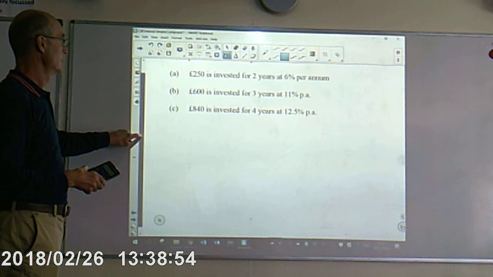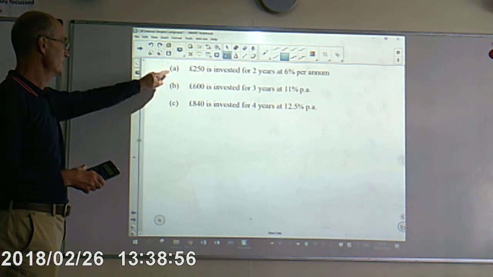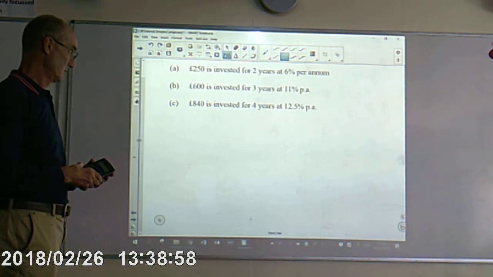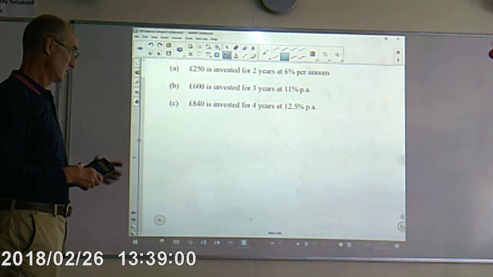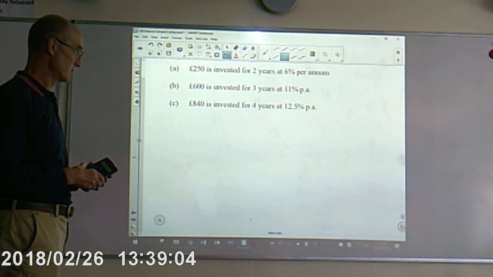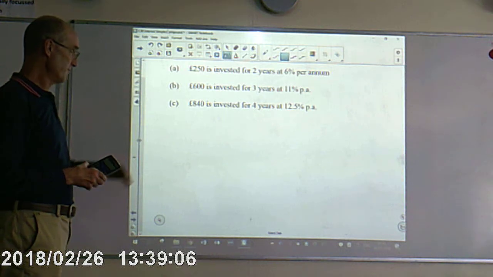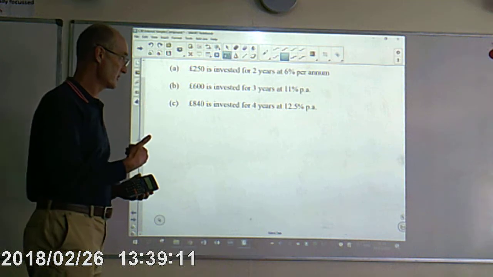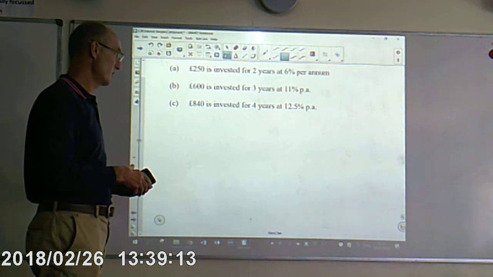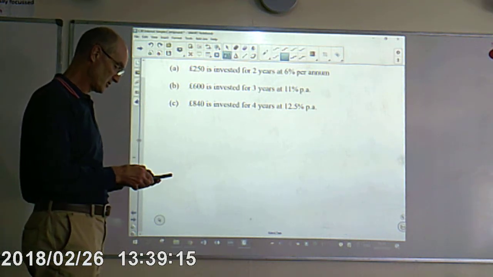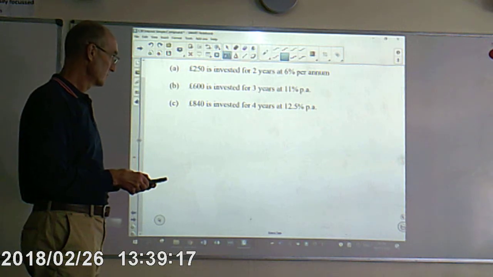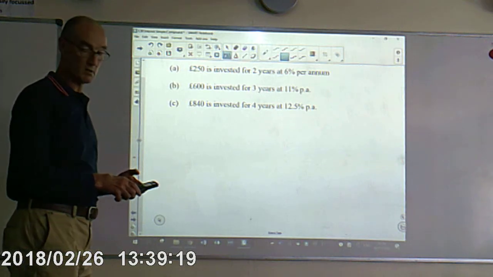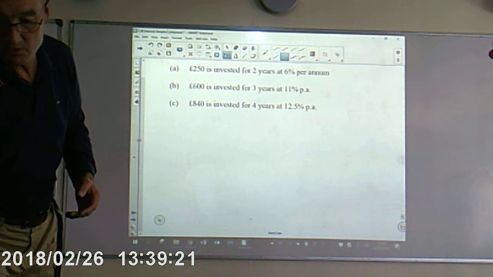Now, they're asking us to look at these three questions and apply simple interest and compound interest so that we can compare the difference. So if you're confident, have a go at those three questions and then come back and we'll go through the answers anyway. If you're not so confident, then follow me and the methods as I work through them. Okay, so let's have a little look at these.